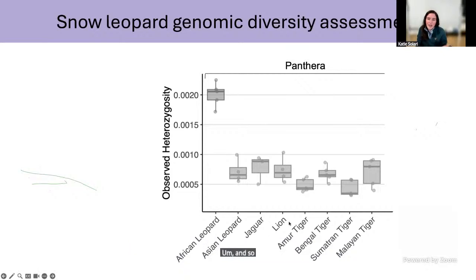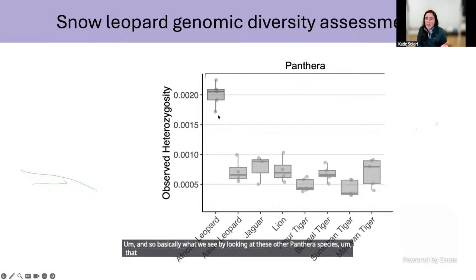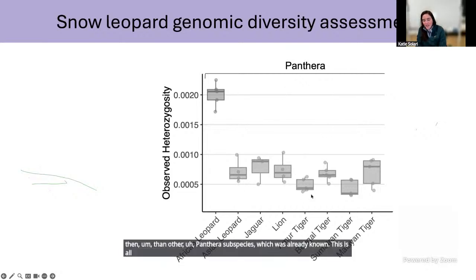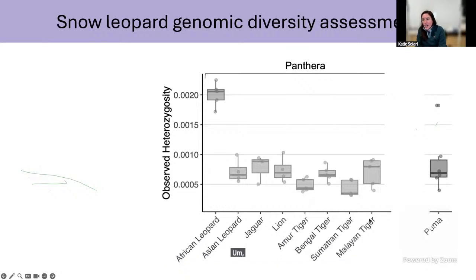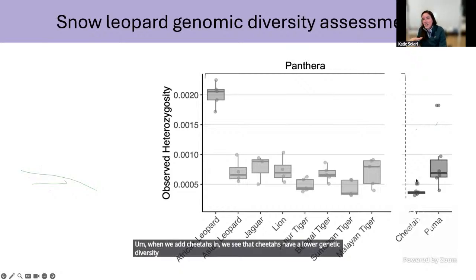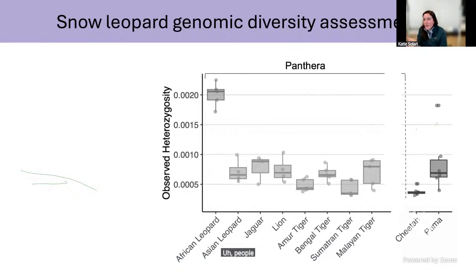And so basically what we see by looking at these other Panthera species is that African leopards are more genetically diverse than other Panthera subspecies, which was already known. This is all publicly available data. We added in other big cats, so pumas here as well as cheetahs. When we add cheetahs in, we see that cheetahs have a lower genetic diversity than these other big cat species, which was also known. People might be familiar that cheetahs are known as the poster child for low genetic diversity.